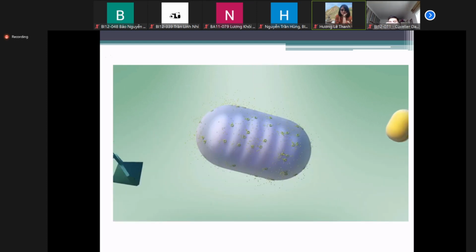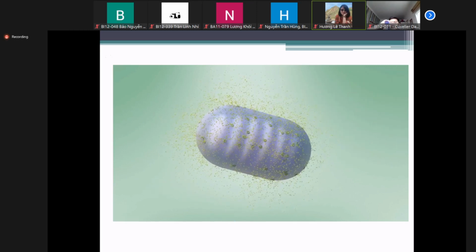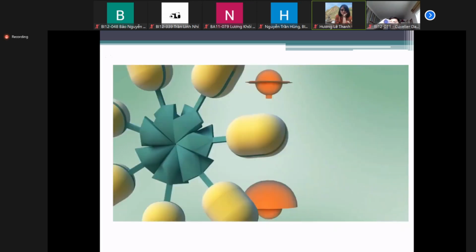The leaked cytochrome C binds to APAF1 proteins to create a compound that then activates the caspase cascade.